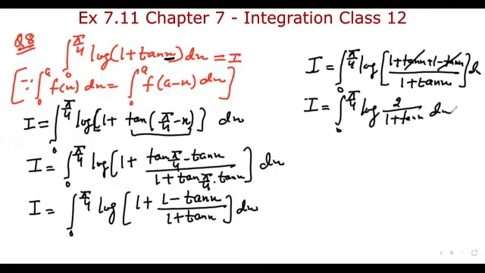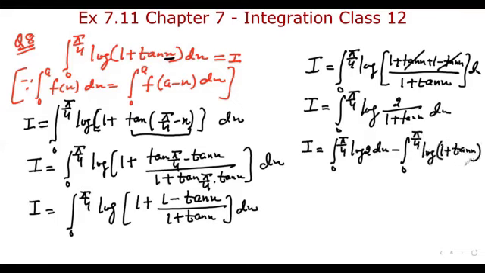The properties of log are very important in integration. So here log a upon b, we have the property log a minus log b. So I will write it as log 2 dx minus 0 to pi by 4 log 1 plus tan x dx. So here I is equals to, see, log 2 is constant. So it will not be integrated, it will come outside because log 2 is constant. So integration of dx is x and the limit is 0 to pi by 4.